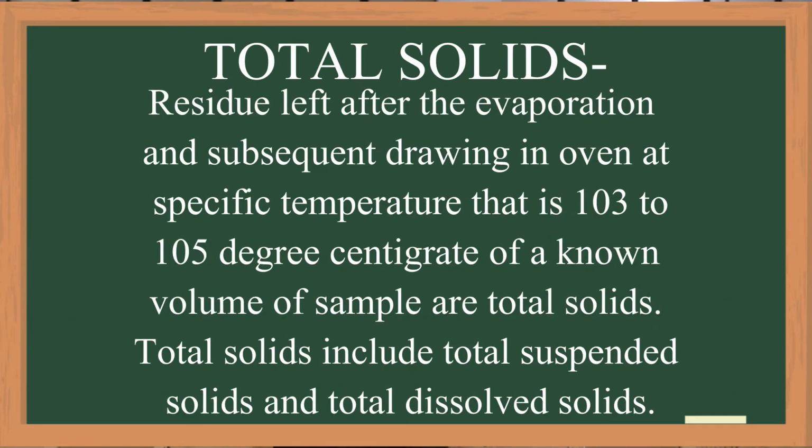And total solids are the residue left after the evaporation and subsequent drying in an oven at a specific temperature, that is 103 to 105 degrees centigrade, of a known volume of sample. Total solids include total suspended solids and total dissolved solids.